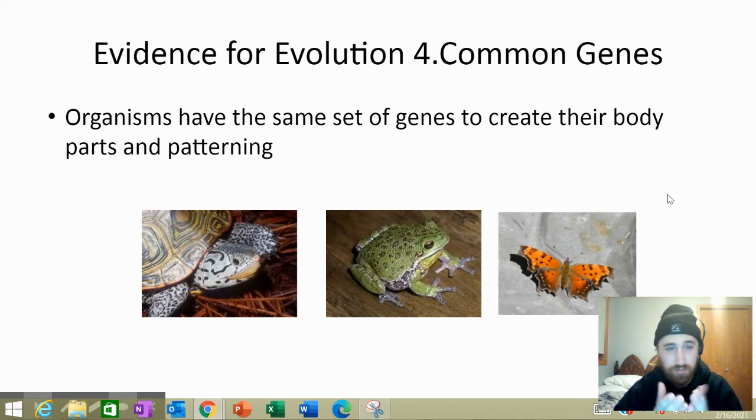So common genes. Organisms have the same set of genes to create their body parts and their patterning. So different body parts, different patterning. We have differences, but we are very similar. This gets us into the idea of common genes. You guys are actually going to learn more about this tomorrow, so I'm not going to get into too much detail about it. But there are common genes.